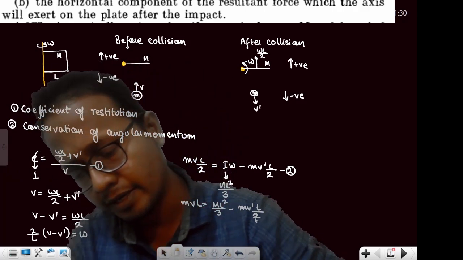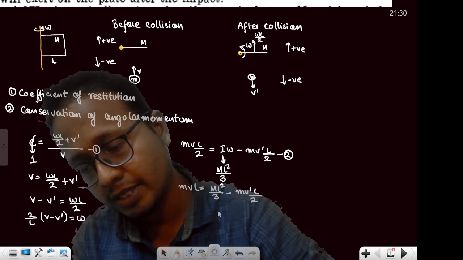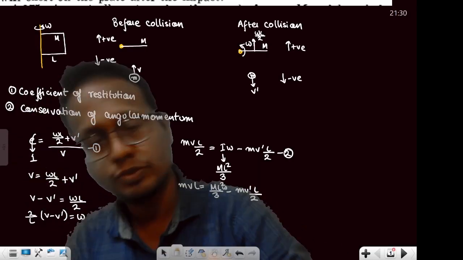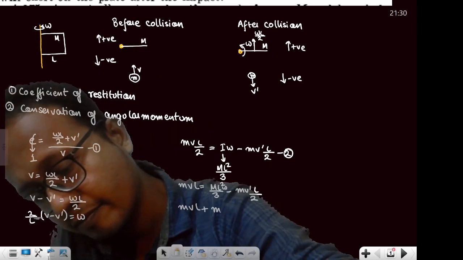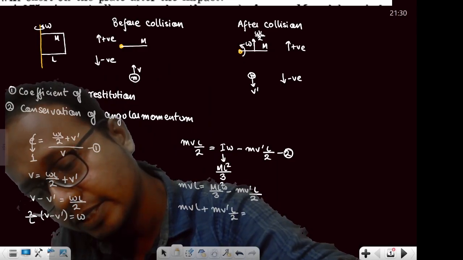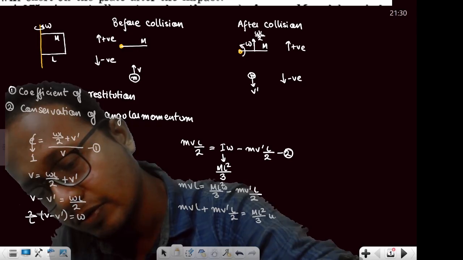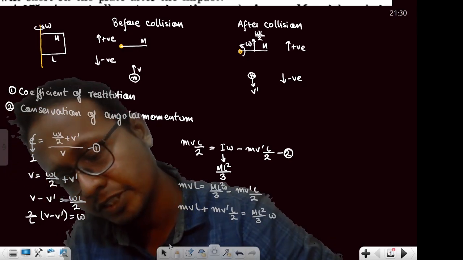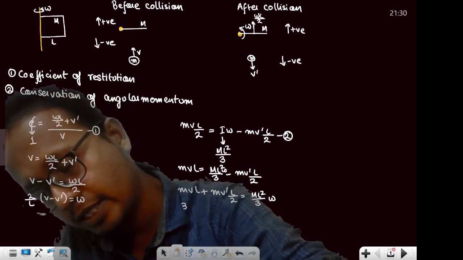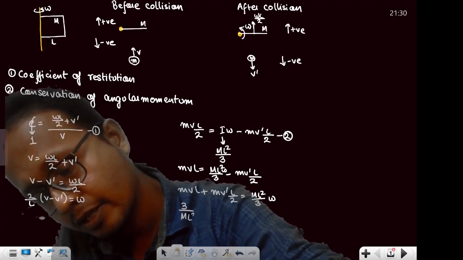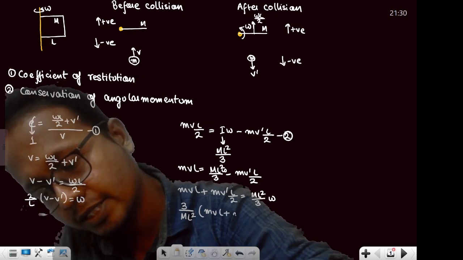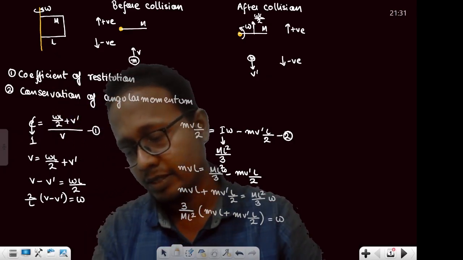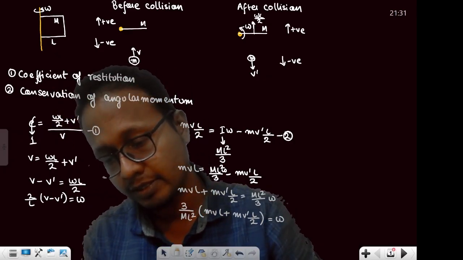Okay. And out here, what do I have to isolate? I forgot the omega out here. So I have to isolate this value of omega. So let's take the term mvL plus mv dash L by 2 is equal to ML square by 3 omega. This would be nothing but how much? 3 by M L square into mvL plus mv dash L by 2 is equal to omega. Okay, how do I deal with this?